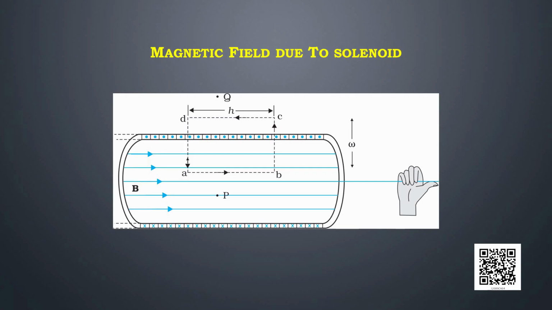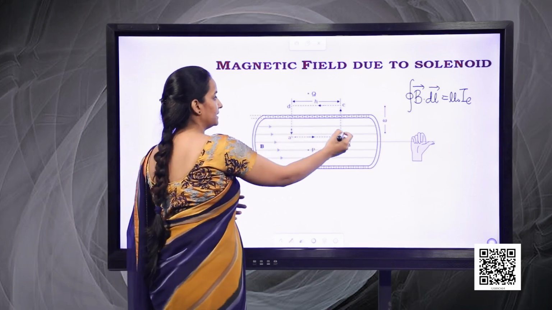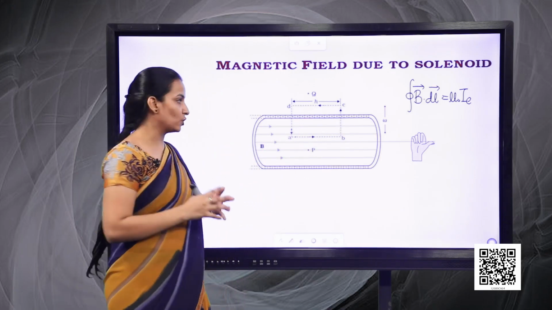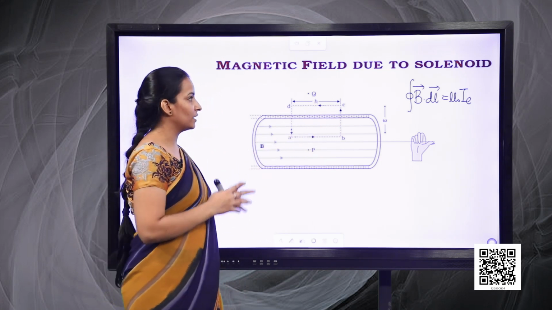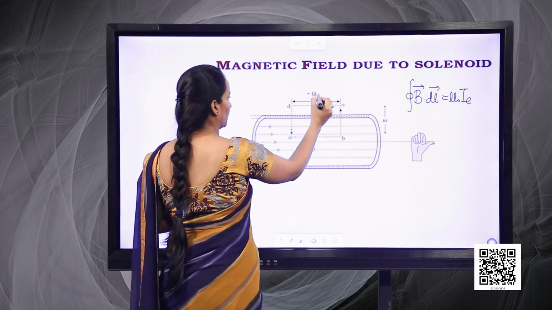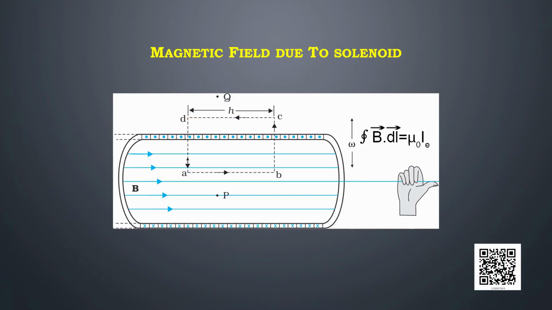As we know, Ampere's circuital law says that the integration of B dot dl is equal to mu naught times I enclosed. Now, using this expression, we will find out the magnetic field due to the solenoid. Here ABCD is the Amperian loop, and it has components AB, BC, CD and DA. We will find out the magnetic field due to all the components one by one. For CD, the magnetic field will be 0 because it lies outside the solenoid where the magnetic field is 0.